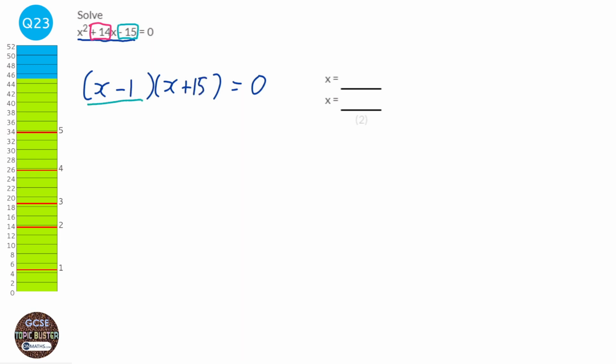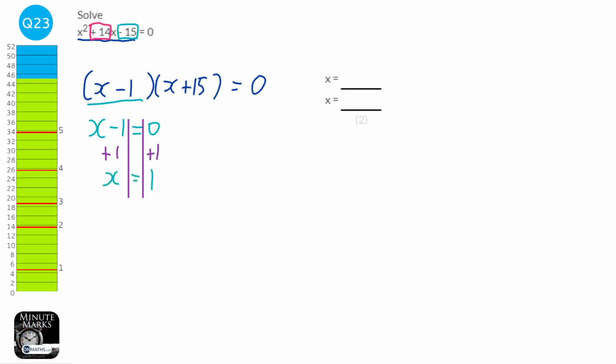We get the left hand bracket equal to 0. And we solve. So we're going to add 1 to both sides to get x on its own. So x equals 1. So that's one of our solutions. We do exactly the same thing to the other bracket. Get it equal to 0. So we're going to solve it.